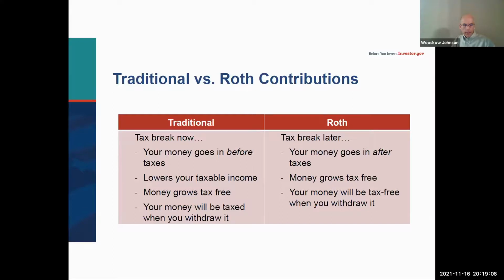The Roth plan is that you earn money today, you pay taxes today, the money grows tax-free, and then when you retire, you can cash it out tax-free. So the difference here between traditional and Roth is taxes. Do you want to pay taxes today? If so, choose Roth. If you want to pay taxes later, then choose traditional. So that's the difference between the two.